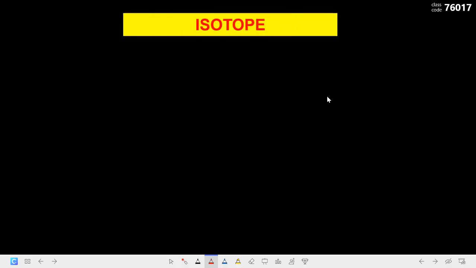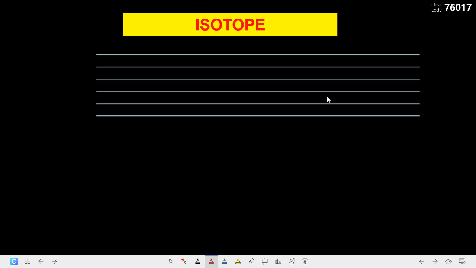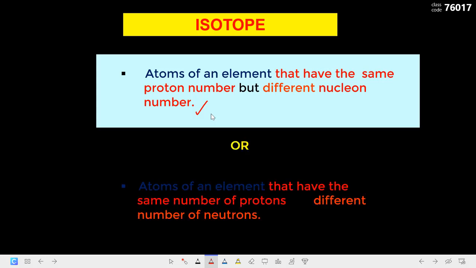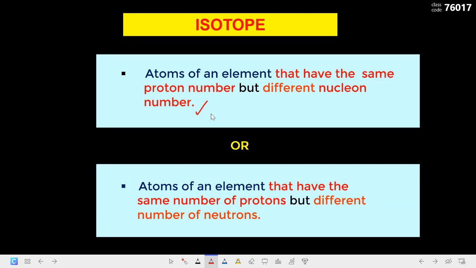Okay, next, isotope. So what is isotope? Isotope is atoms of an element that have the same proton number but different nuclear number. Atom bagi sesuatu elemen yang mempunyai proton number yang sama tetapi different nuclear number. Itu satu definition lah. Or we can use the second definition, atoms of an element that have the same number of protons but different number of neutrons.